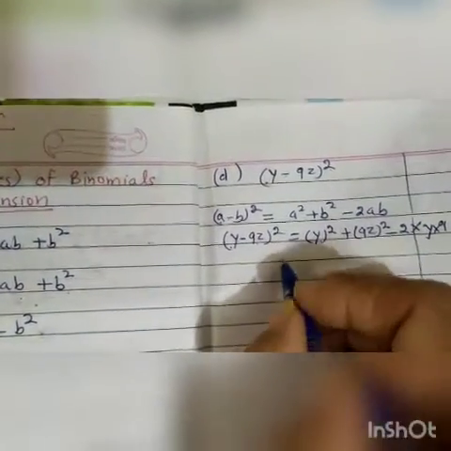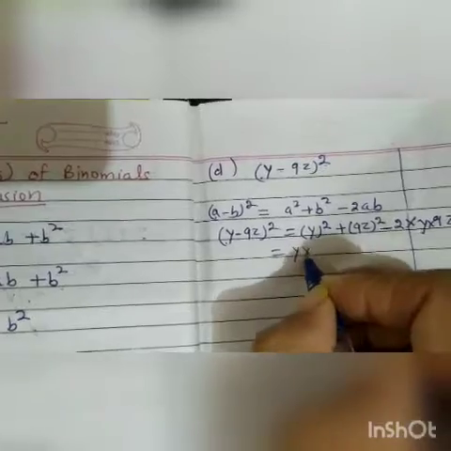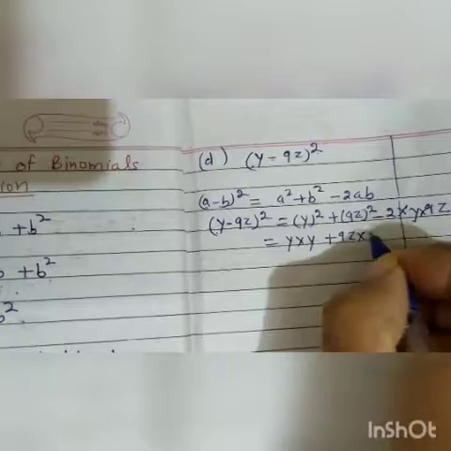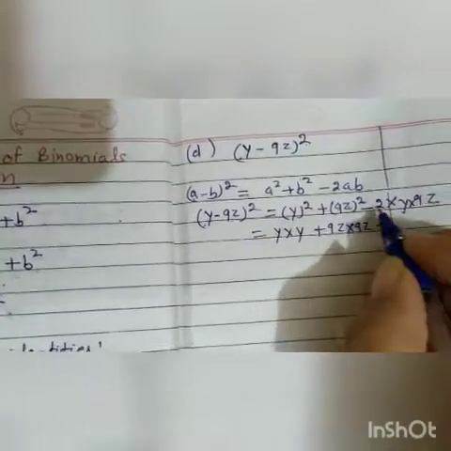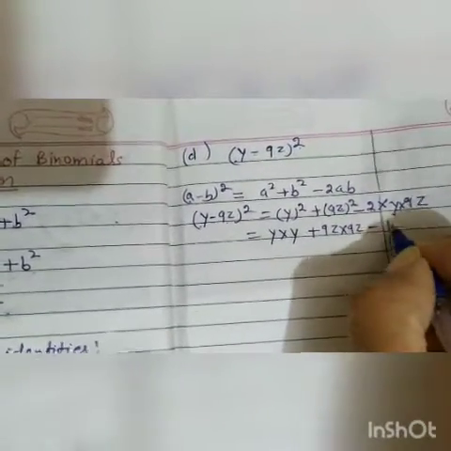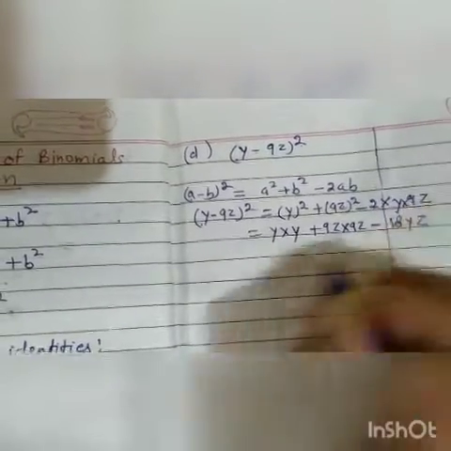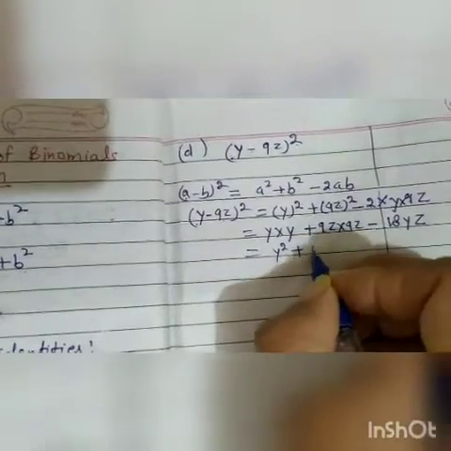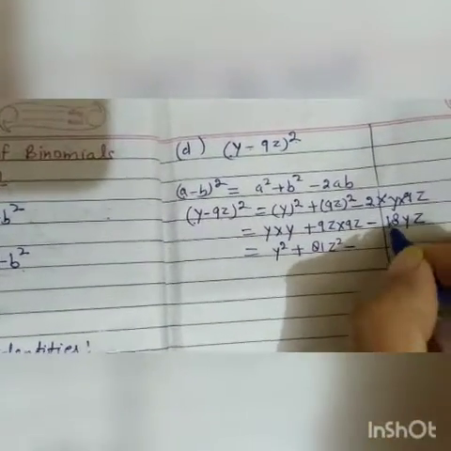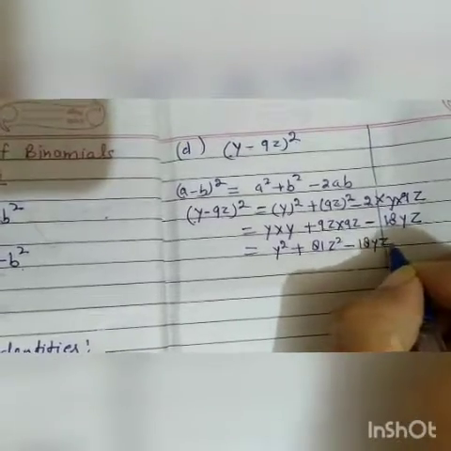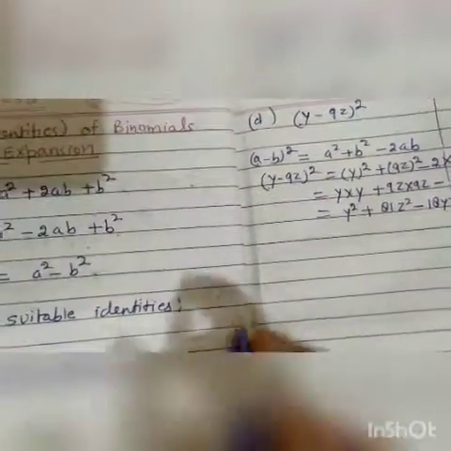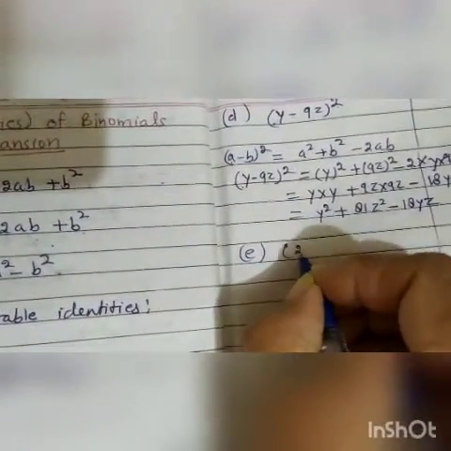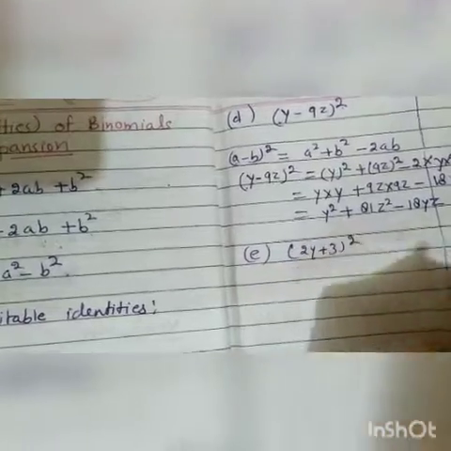So y square means y into y plus 9z square means 9z into 9z minus 2 times 9 is 18, 18yz. So y into y will be y square plus 9 times 9 is 81 z square minus 18yz. Then come to E part. E is (2y plus 3) whole square.